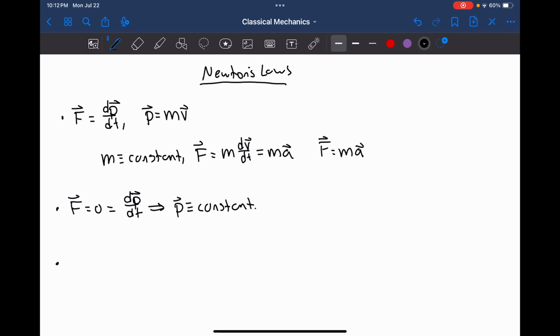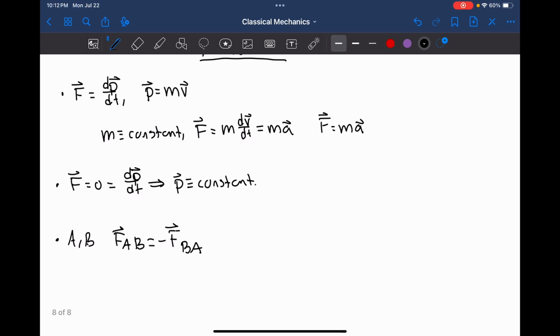Newton's third law of motion says that if we have two objects that are exerting a force on each other, A and B, then the force that object A exerts onto B is equal in magnitude but opposite in direction to the force that object B exerts onto A. Alright, so those are Newton's three laws of motion. It's that simple, and now we're just going to work a few examples.